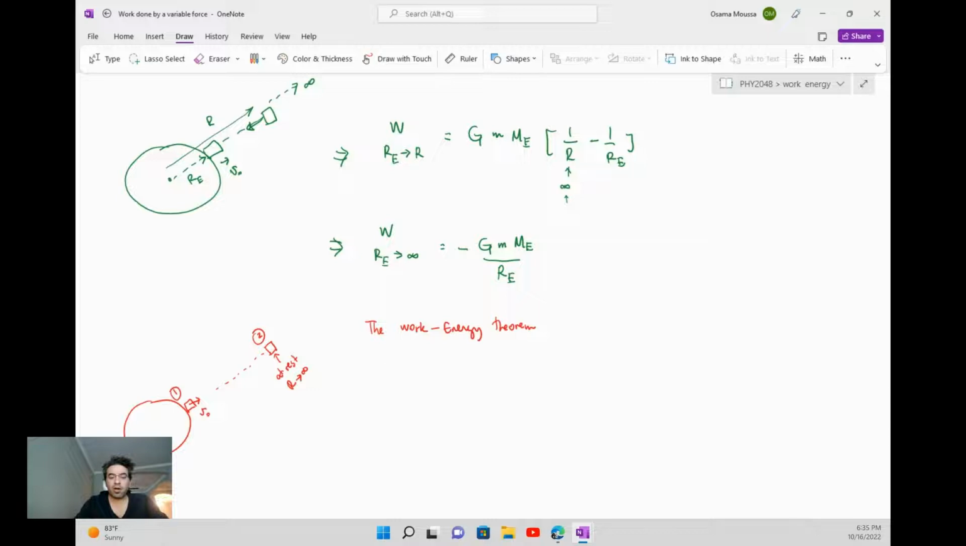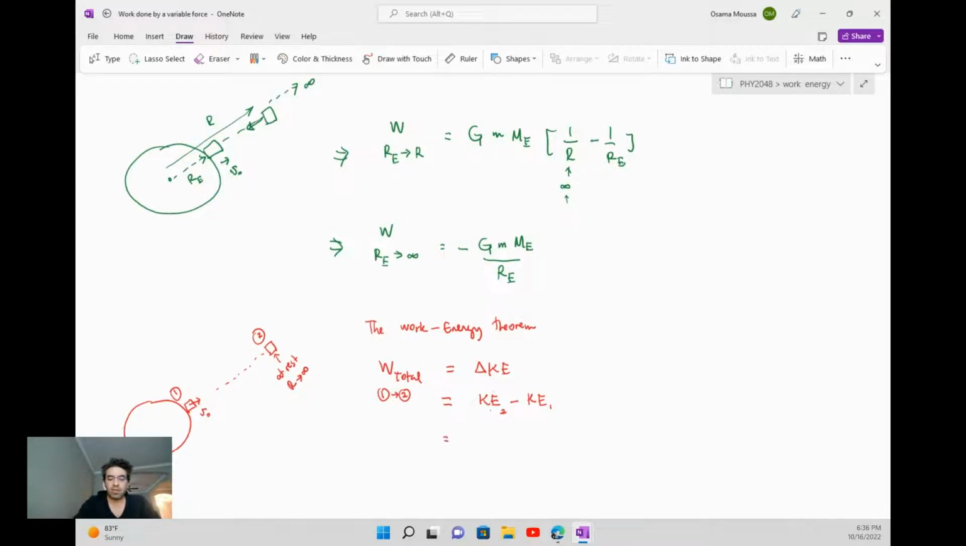And if you recall, the work energy theorem says that the net work, all of the work that is done on an object, is going to change its kinetic energy. So the work done to take the object from situation 1 to situation 2 would be equal to the kinetic energy at situation 2, because the change in anything is final minus initial, minus kinetic energy 1.